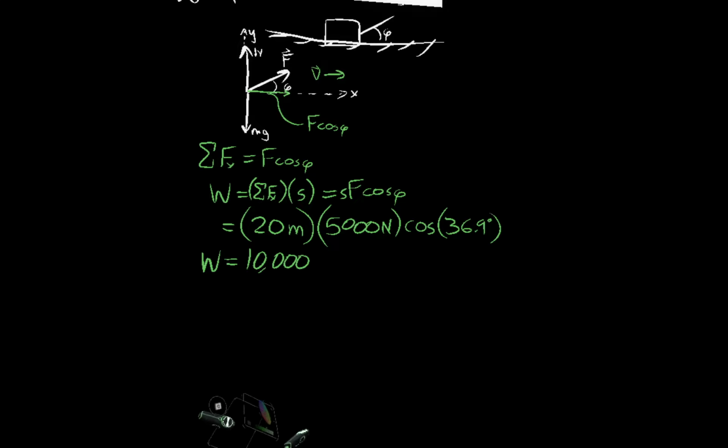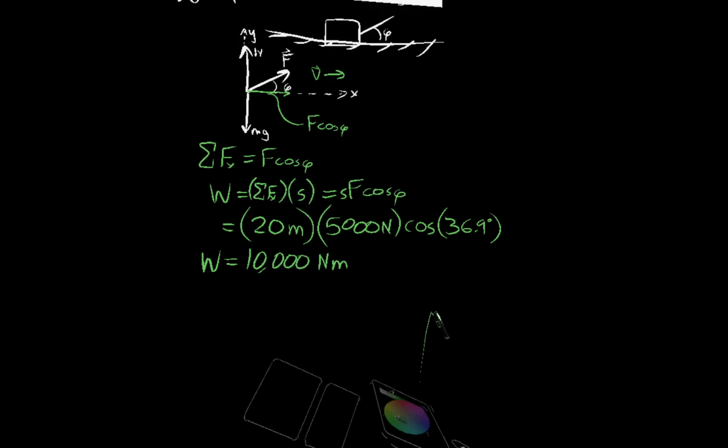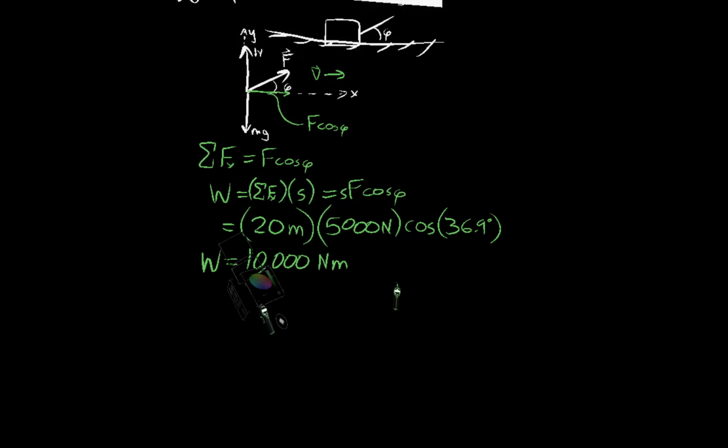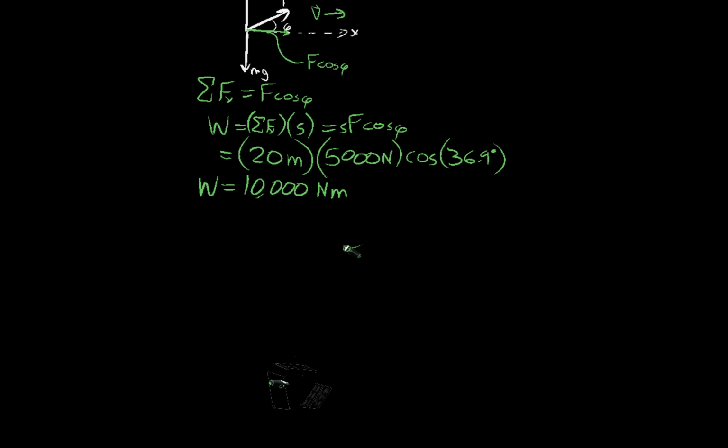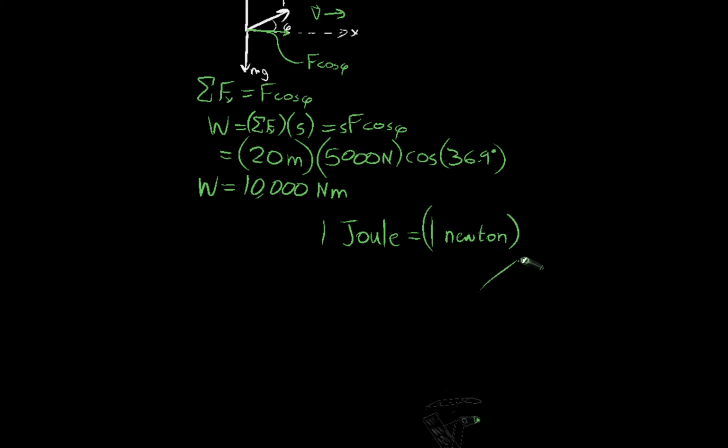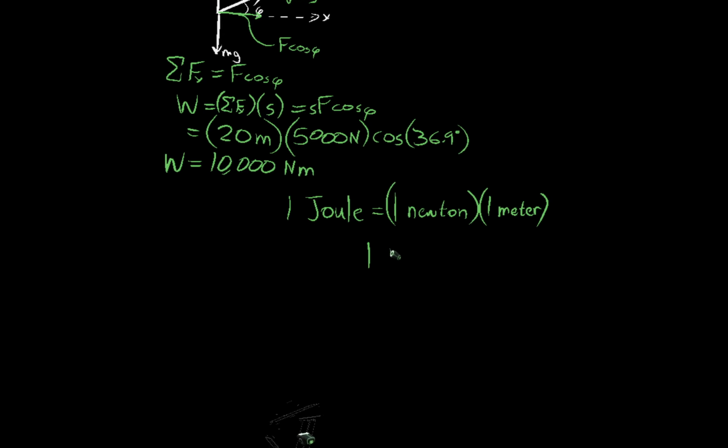What are the units? We have newtons and meters, newtons times meters. Well, it turns out that there's an SI unit that compounds those two. A newton meter is equal to a joule. So 1 joule is equal to 1 newton times 1 meter. Or in other words, 1 capital J for joule is equal to 1 newton meter.